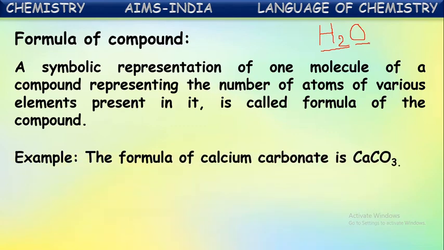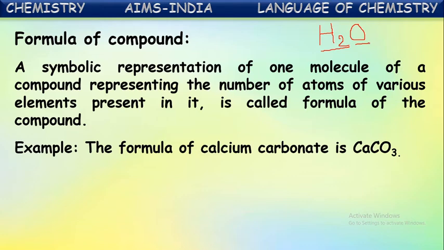Next, one more example. The formula of calcium carbonate is CaCO3. What does it mean? CaCO3 means one molecule of calcium carbonate, representing the presence of one calcium atom, one carbon atom, and three oxygen atoms in each molecule of calcium carbonate. This is a shorthand representation of the chemical name of a compound, its chemical formula.